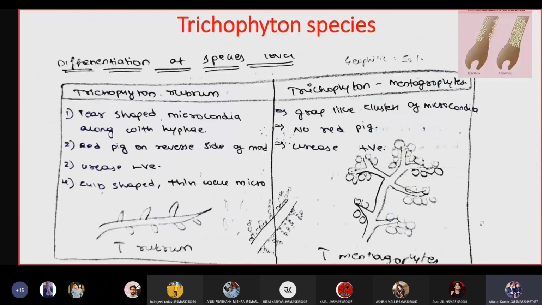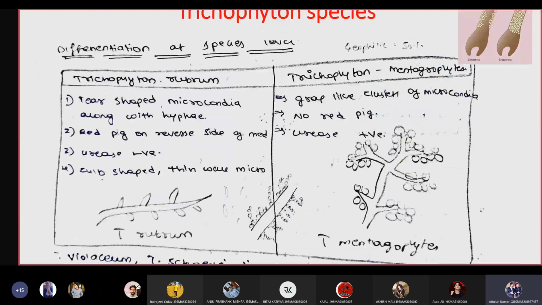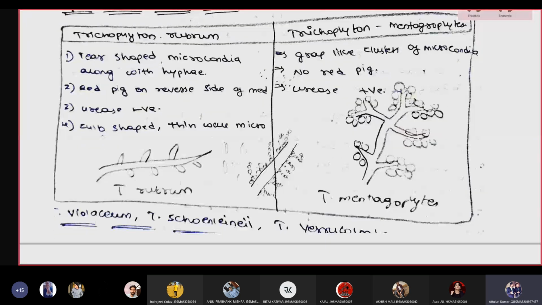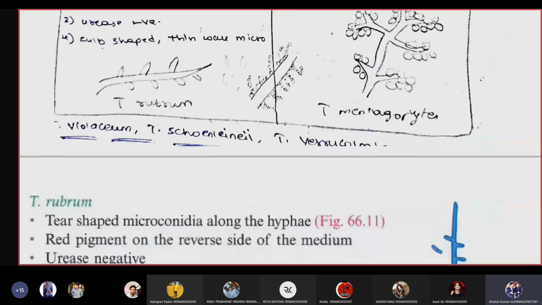Okay. So coming to the Trichophyton species, here we have T. rubrum and T. mentagrophytes. T. rubrum has tear-shaped microconidia, whereas T. mentagrophytes has grape-like clusters of microconidia. Then T. rubrum will cause red pigmentation on the reverse side of the medium, whereas T. mentagrophytes won't cause red pigmentation on the back side of the medium. Then T. rubrum is urease negative, whereas T. mentagrophytes is urease positive. So these are the major differences between T. rubrum and T. mentagrophytes.